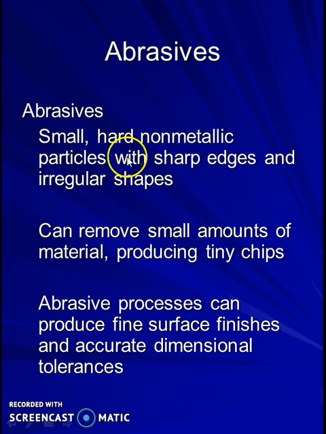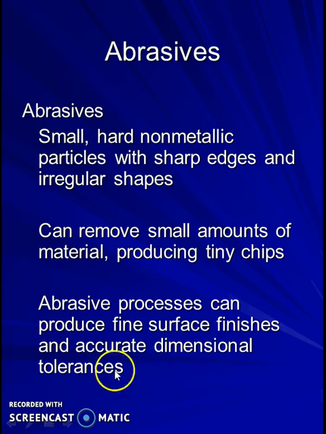What are abrasives? Abrasives are small, hard, non-metallic particles with sharp edges and irregular shapes. They are not regular in shape. The abrasive stones which you use are not in a regular shape, but they have sharp edges. They can remove small amounts of material, producing tiny chips. The material removal rate is very small compared to other machining processes. Abrasive processes can produce fine surface finishes and accurate dimensional tolerance.